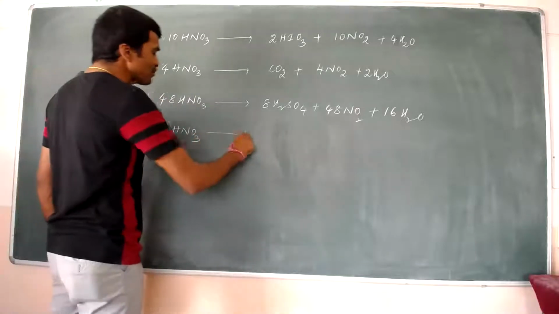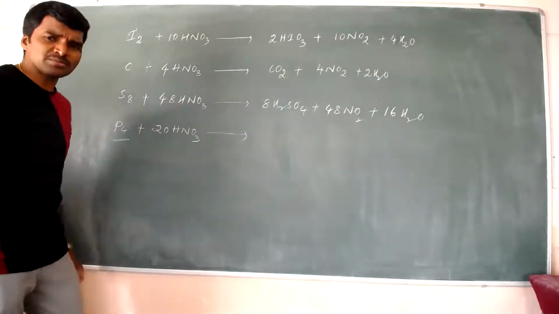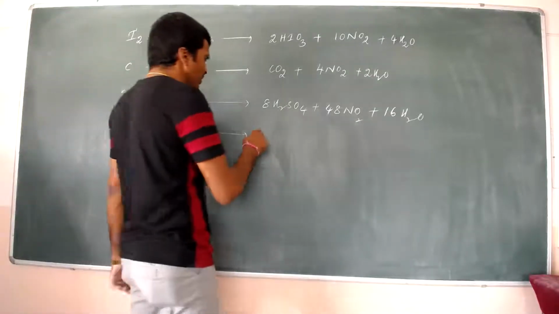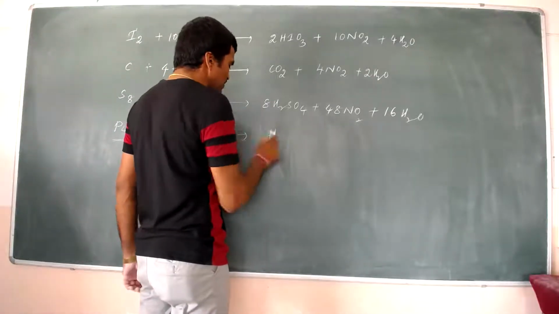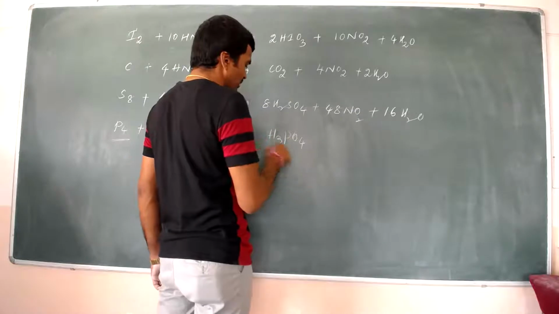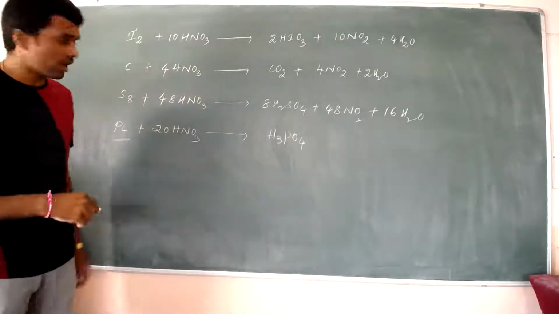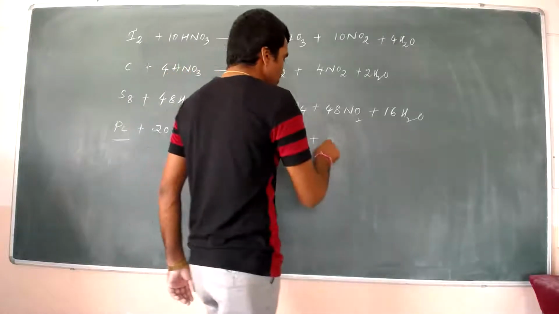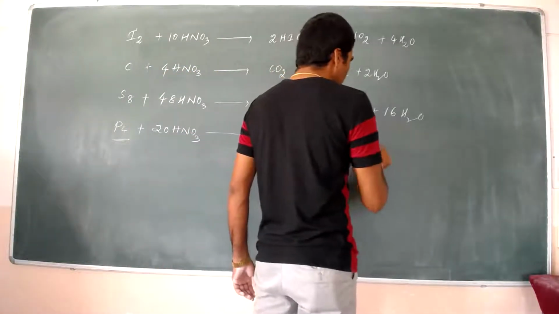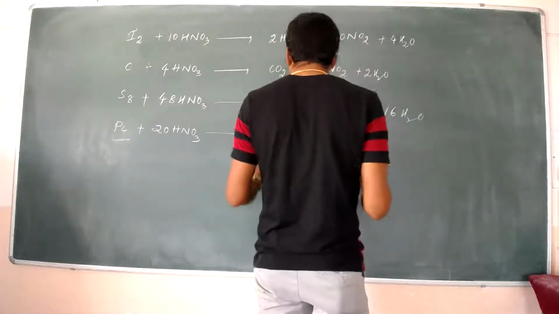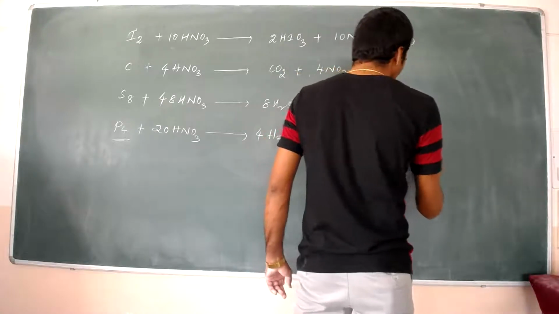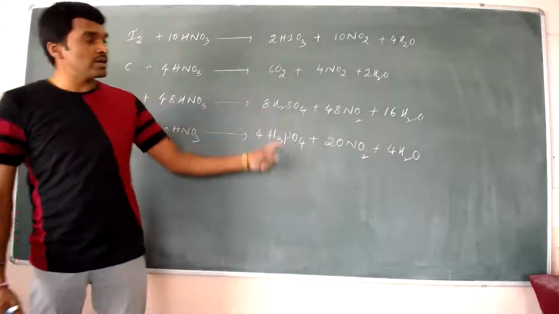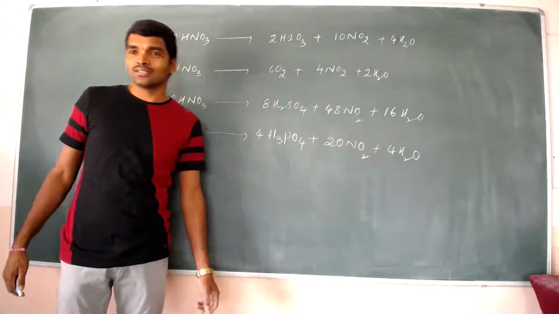And the last, P4. P4 is red phosphorus. This red phosphorus reacts with nitric acid. Then what will be formed? 4 moles of H3PO4 will be formed. How many moles? 4 moles of H3PO4. Then formation of 20 moles of NO2 plus 4 moles of water. So this is the chemical reactivity of nitric acid towards the non-metals.